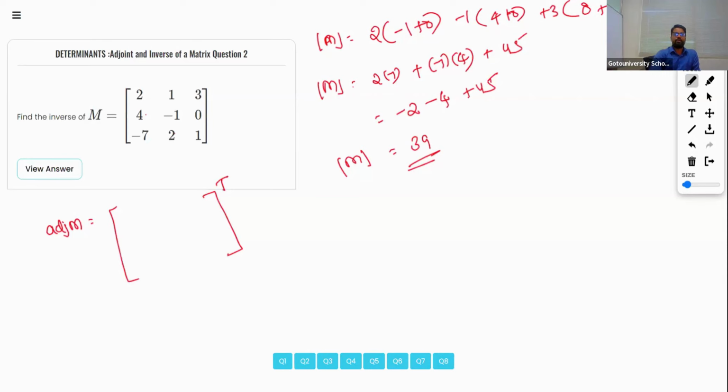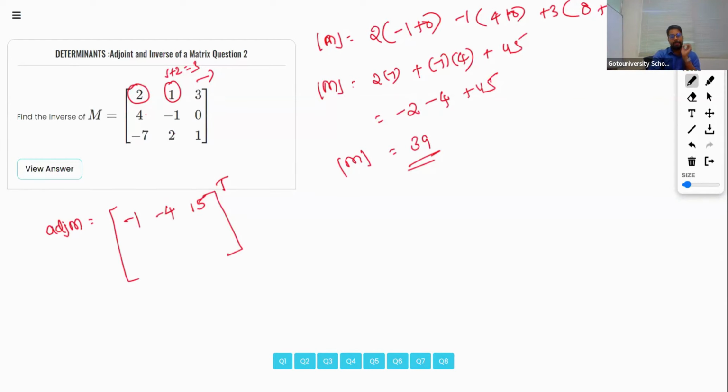What are the cofactors? What is cofactor of 2? It's going to be -1. Yes, -1. And cofactor of 1 is 4. It's going to be -4. Why? Because of the place. It's going to be its first row, second column. So 1 plus 2 is 3, right? Then the next one, 4 twos are 8, 8 plus 7, 15. But it is the first row, third column, so it's going to be plus itself. So it's going to be simply 15.